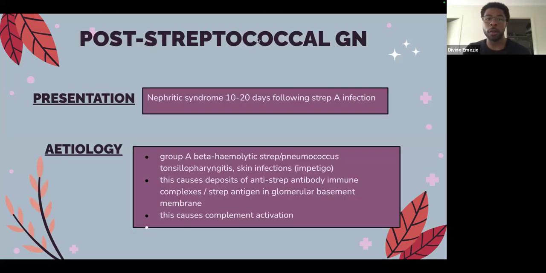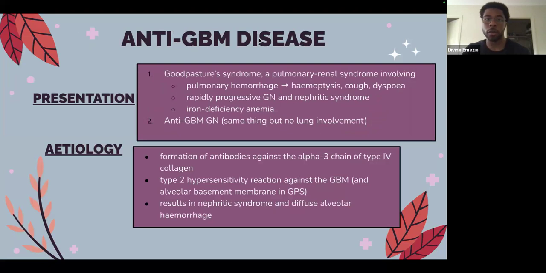Again, all these topics can come up again on your multiple choice, so don't be alarmed, and not necessarily relevant to pathology, because remember, pathology is anything to do with blood tests and x-rays and all that too. Anti-GBM disease, the idea here is that it's a pulmonary renal syndrome.